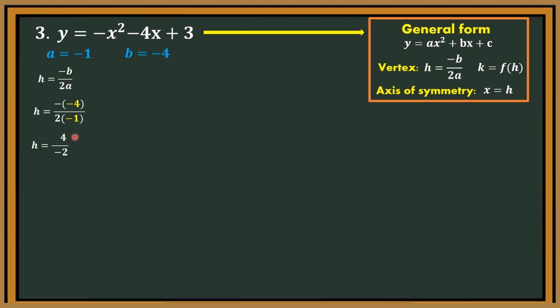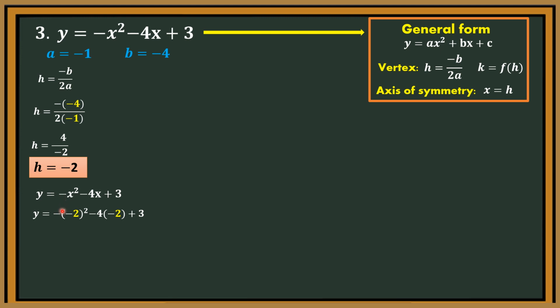Then, multiply natin ang negative kay negative 4, positive 4. Then, 2 times negative 1, that is negative 2. So, pwede na tayo mag-divide. H is equal to negative 2. Ang H natin at ang X natin, pareho lang. So, ang H natin is negative 2, therefore, ang X natin ay negative 2 din. So, let us use yung original function. Then, substitution tayo. Gamitin natin ang H, that is negative 2. So, X natin is negative 2.